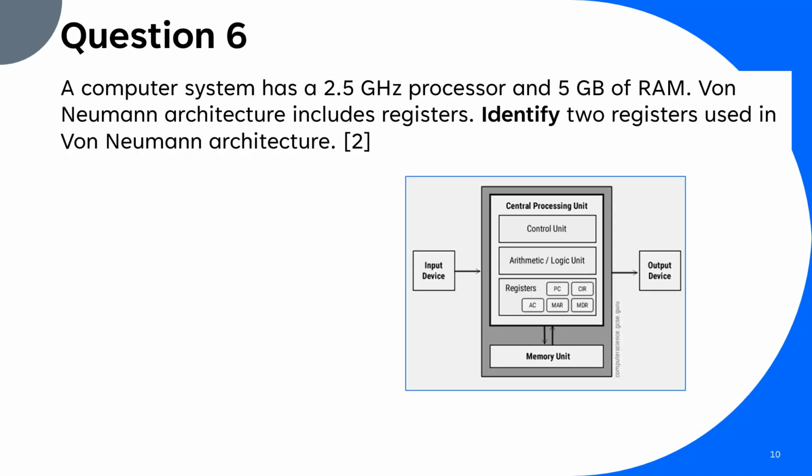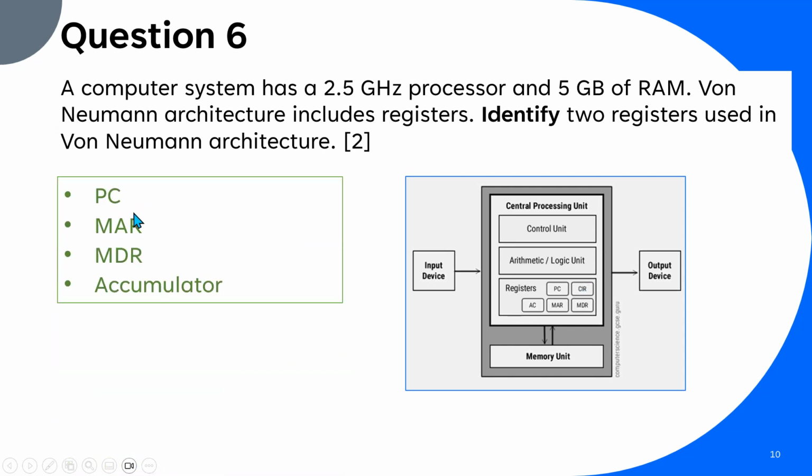4 marks. Something different now. Question 6. A computer system has a 2.5 gigahertz processor and 5 gigabytes of RAM. Von Neumann architecture includes registers. Identify 2 registers used in the von Neumann architecture. Again, it's asking you about registers, right? As long as you know what they are, you can just identify them. It's just 2 marks. You've just got to say what they are. They're all here, look. PC, M.A.R, M.D.R, accumulator. Nice and simple.